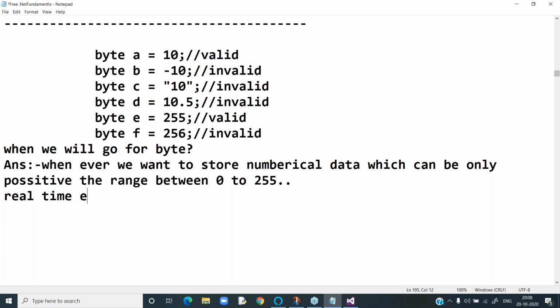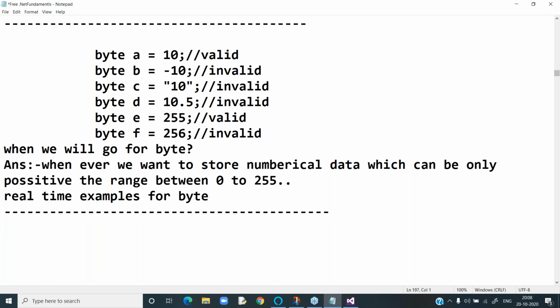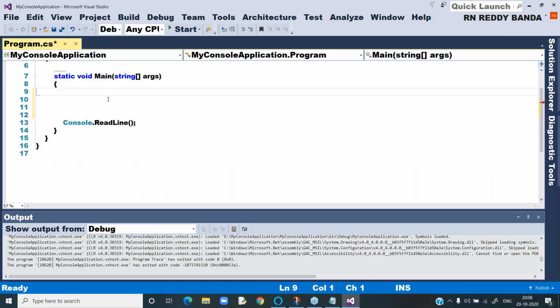Real-time examples for byte. Can you tell me real-time examples for byte? All of you, fast. 0 to 255.